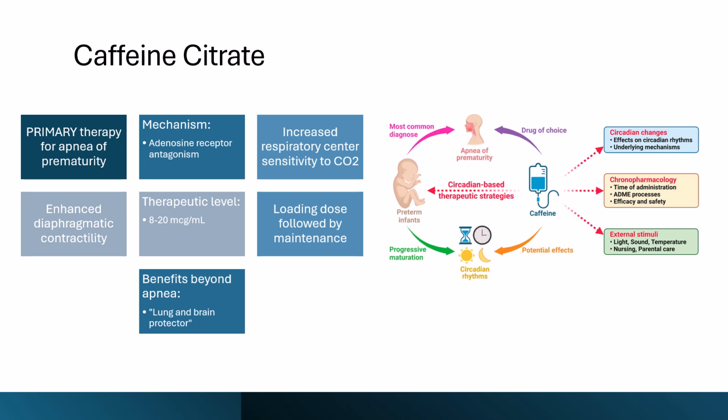Caffeine citrate is the primary therapy for apnea of prematurity and a high-yield medication for the exam. It works through multiple mechanisms: antagonizing adenosine receptors, increasing respiratory center sensitivity to CO2, and enhancing diaphragmatic contractility. The therapeutic level is 8 to 20, though many units don't routinely monitor levels unless there's concern for toxicity or lack of effect. The loading dose is 20, followed by maintenance doses of 5 to 10 once daily.